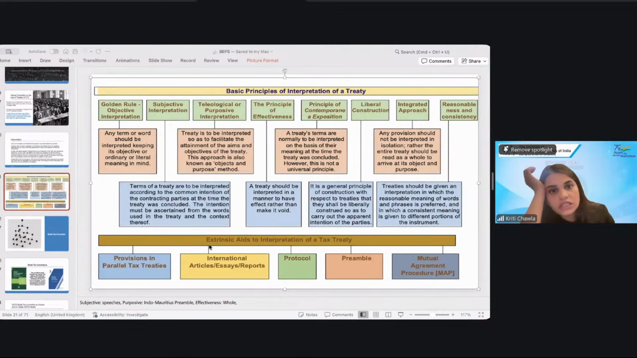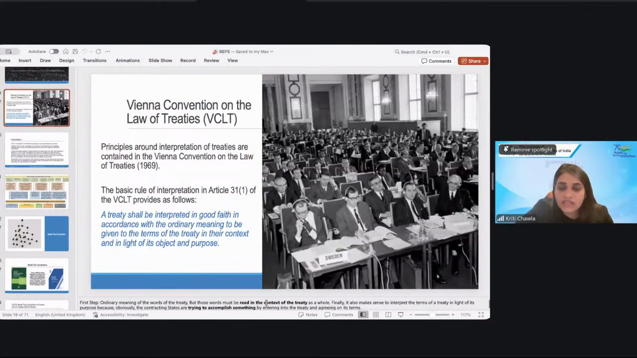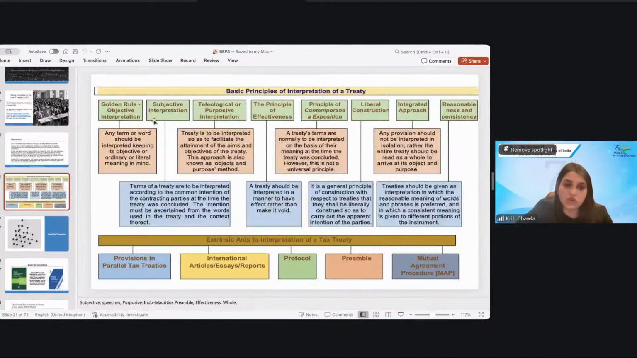Okay, so these are some of the basic principles for interpretation of the tax treaties. The first one is the golden rule, or it is more like the objective interpretation. As I mentioned before, this is something we've discussed before as well. It says that any term or word should be interpreted keeping its objective or its ordinary meaning or its literal meaning in mind. So as we discussed here, you should read it looking at the ordinary meaning of the words of the tax treaty. And that is what is provided by the objective interpretation.